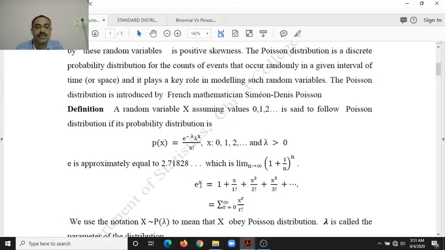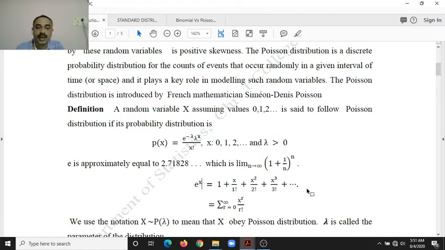So in this case, if you multiply the left side and right side of this equation with e raised to minus lambda, it becomes e raised to minus lambda into e raised to lambda equals 1 plus lambda by 1 factorial plus lambda square by 2 factorial plus lambda cube by 3 factorial plus etc. Since the left side is e raised to minus lambda into e raised to lambda, it is 1. The right side is 1 plus lambda by 1 factorial plus lambda square by 2 factorial plus lambda cube by 3 factorial plus etc. into e raised to minus lambda.